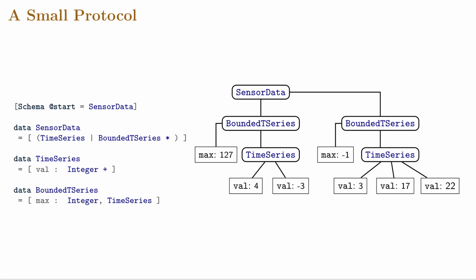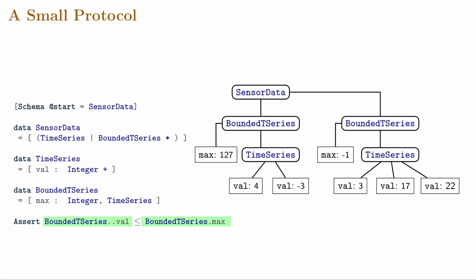So the total packet might look something like this: a sensor data node, then bounded time series underneath with the relative maxima that we allow for the values, and the actual time series with their values also attached to the bounded time series. So if we now want to express some sanity restrictions over all of this, we might, for instance, say that no value should exceed the maximum allowed by the bounded time series. And we express this in rules like the one that you see down here: bounded t-series .val less than or equal to bounded t-series .max.